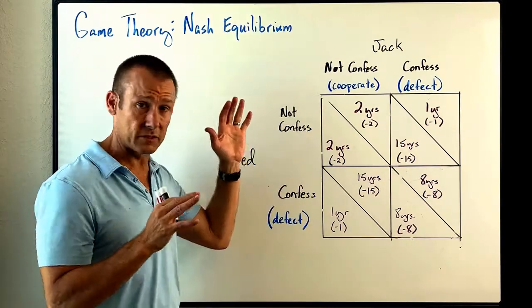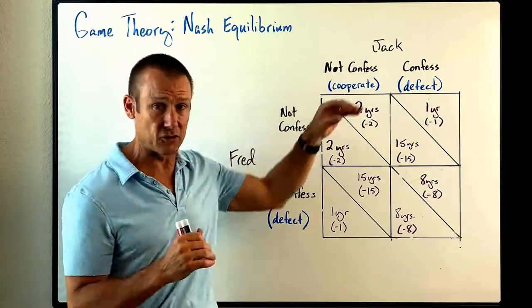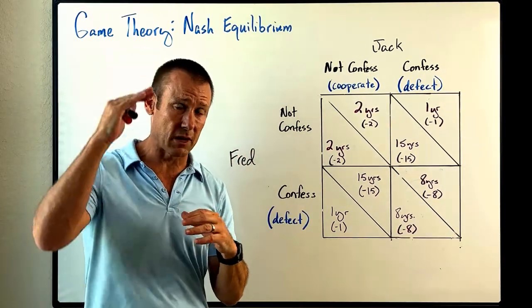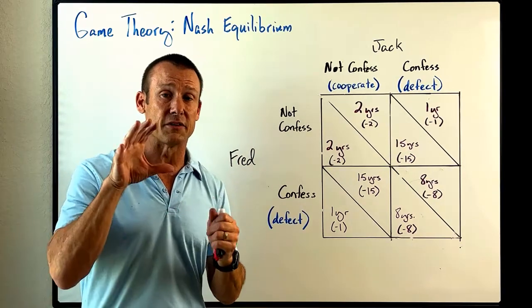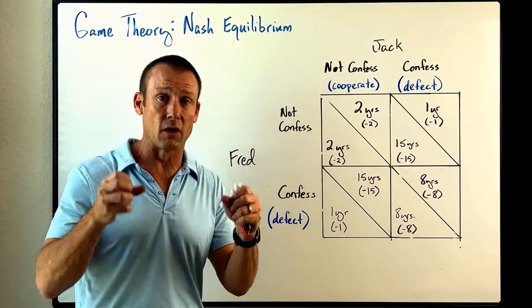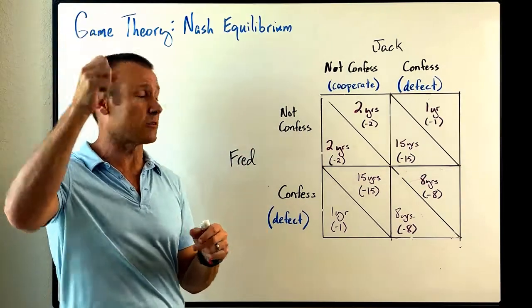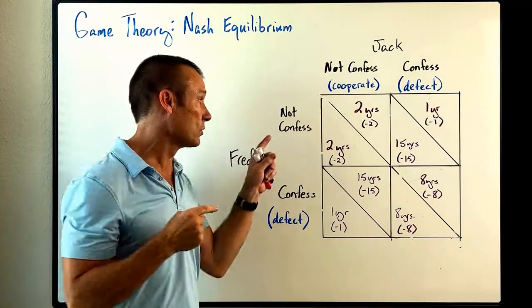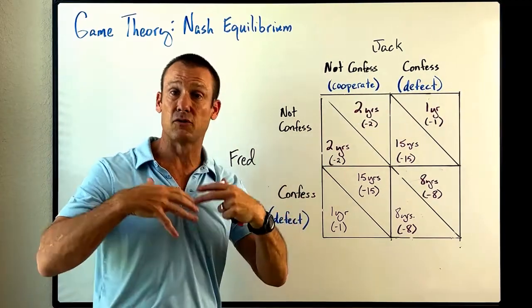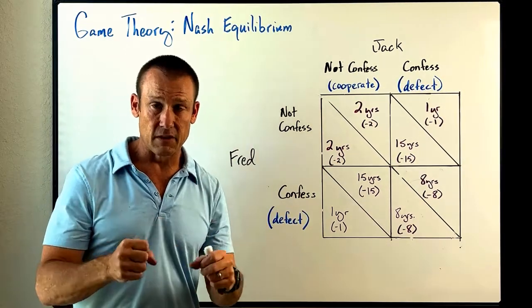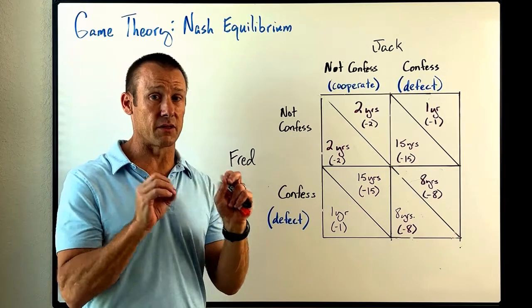So what we have in front of us is a prisoner's dilemma. Basically, we have Fred and Jack. They have been committing major crimes and lesser crimes. They've been arrested. The state, or the police, if you will, they have the evidence to basically get a conviction on the lesser crime, but not the major crime. They need them to confess to turn state's evidence.